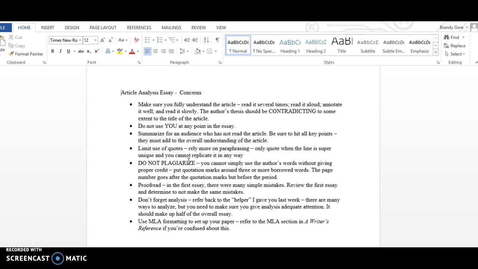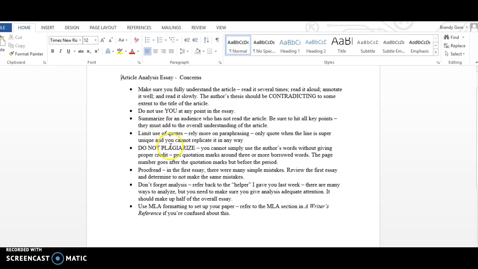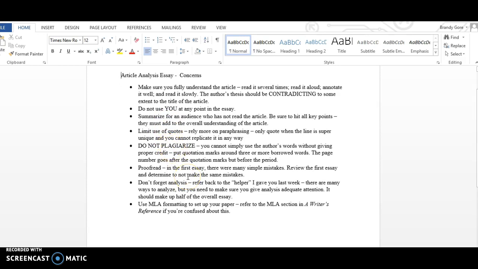And so the author's thesis should be contradicting to some extent the title of the article. Don't forget that little piece. We still don't want to use you at any point in the essay. Summarize for an audience who has not read the article. Hit all key points that they need to understand it. And here's a biggie, limit your use of quotes, okay? So we need to practice paraphrasing and summarizing, and that you can do.